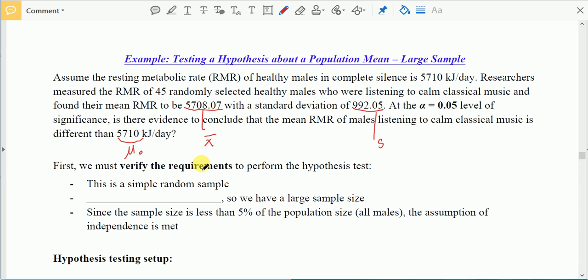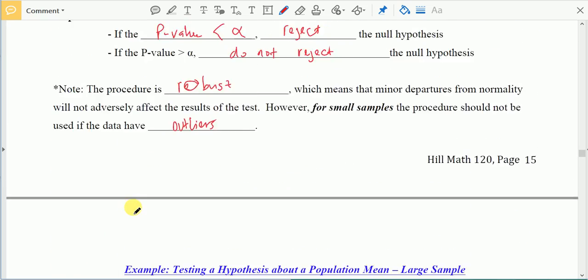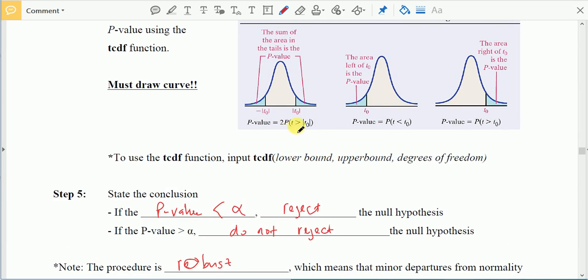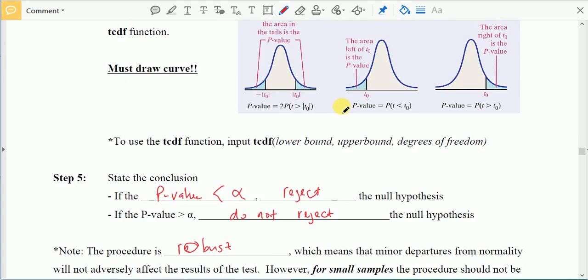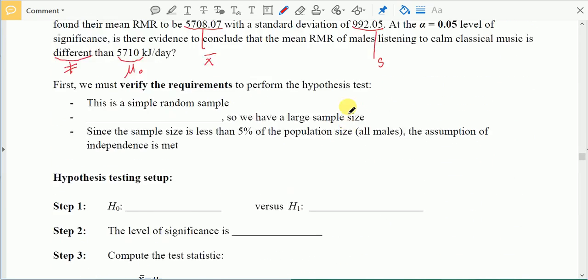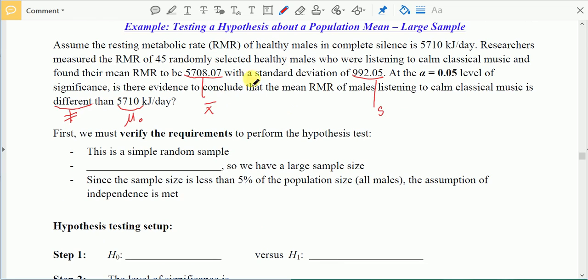Now the question is, does it have enough evidence to conclude that the new finding is different from the null? So the key word here is different. Different means not equal, and for not equal we have to use the two tail, right? They don't mention anything about less than or bigger than, but they said different, so we have to use a two tail. Okay, so this is the given info.